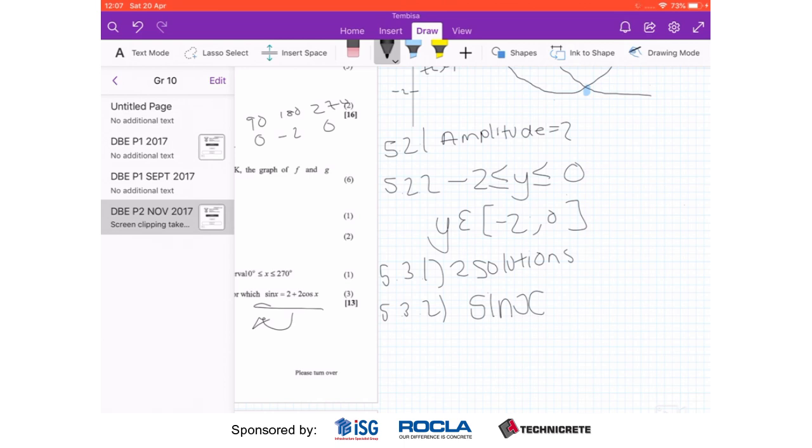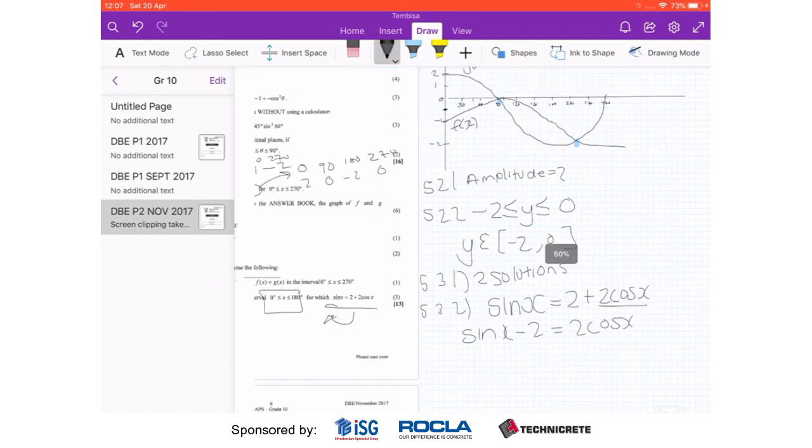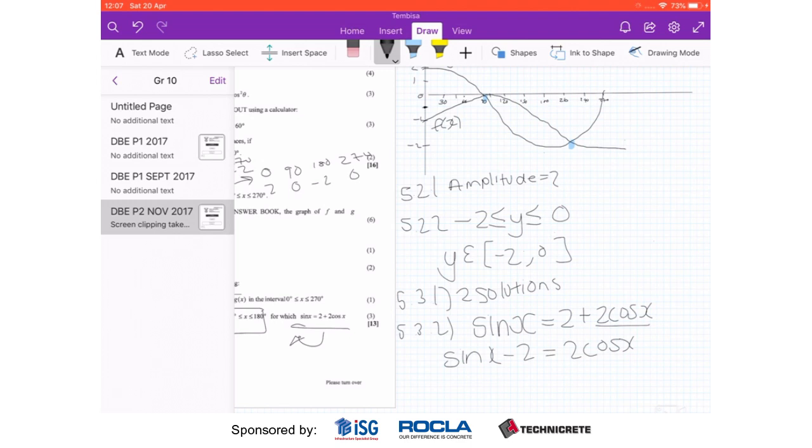So the graph that we currently drew was sine x minus 1. They are asking for which values of x would sine x be equal to 2 plus 2 cos x. We did draw 2 cos x, that is what we have, but we don't just have sine x. So I'm going to manipulate it so it's sine x minus 2, which is very easy to draw because it's the graph that we just drew, shifted 1 unit down.